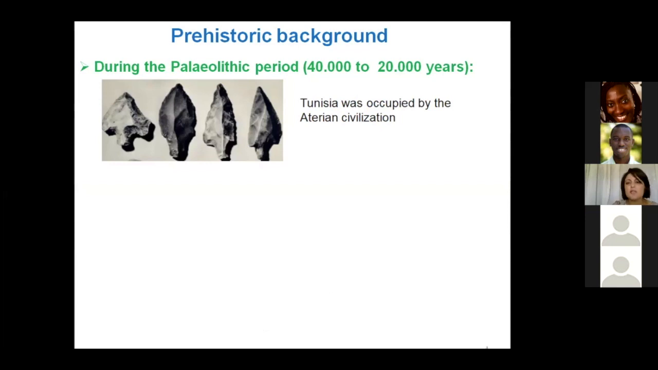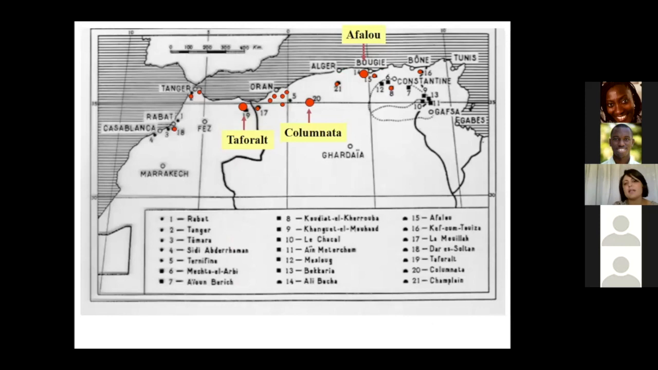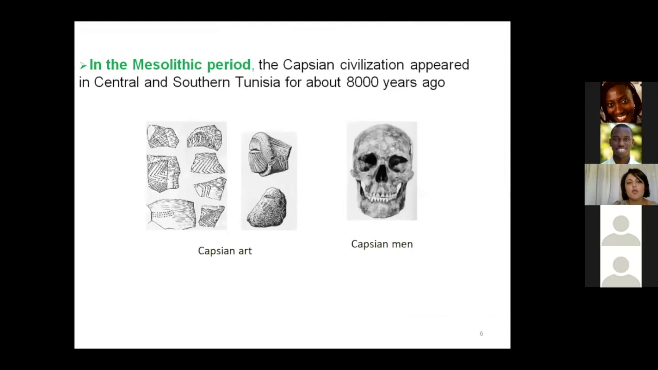Tunisia was occupied by the Etruscan civilization during the Paleolithic period. And in the Epipaleolithic period, the Ibero-Mauritian civilization succeeded the Aterian. You can see here in this map that Epipaleolithic civilizations occupied the littoral of North Africa. The main archaeological sites are Tafouralt in Morocco, Kolumnata, and Afalou in Algeria. In the Mesolithic period, the Capsian civilization appeared in central and southern Tunisia about 8,000 years ago, and Capsian man is considered as Proto-Mediterranean.